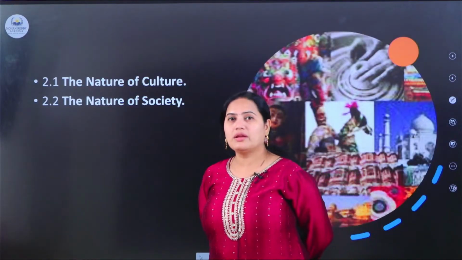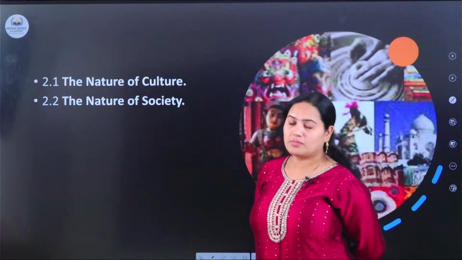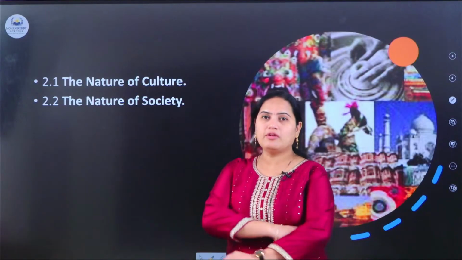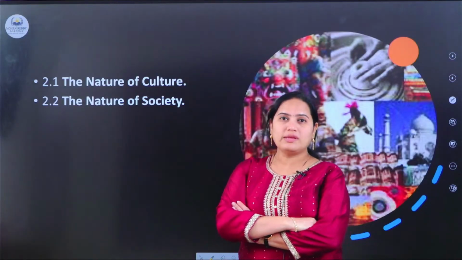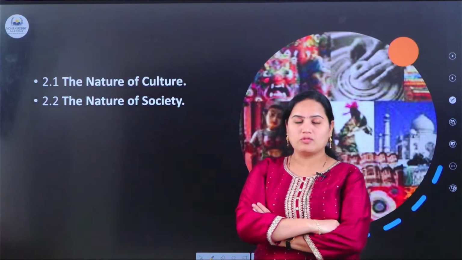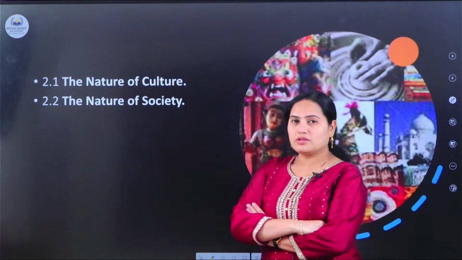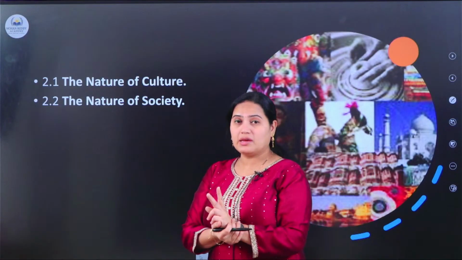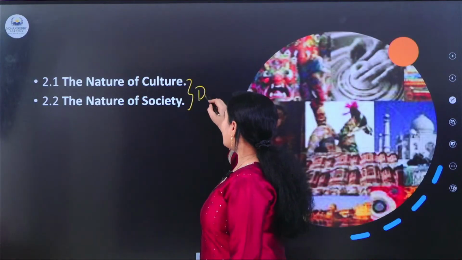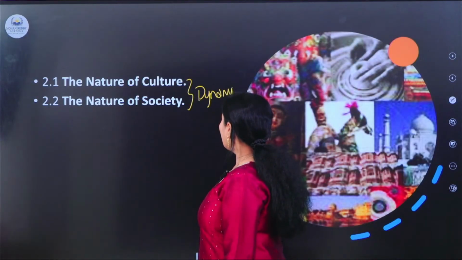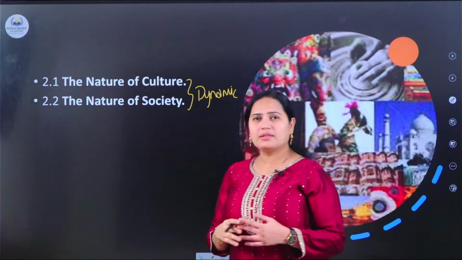Why do we have to understand the nature of culture and the nature of society? Because the scientific meaning of anthropology talks about three aspects of humankind. What are those three aspects? That is society, culture, as well as the biology of humankind. That is why we have to study culture and society. And moreover, culture and society are so dynamic in nature. They are never static.